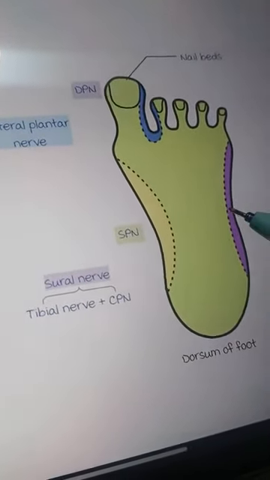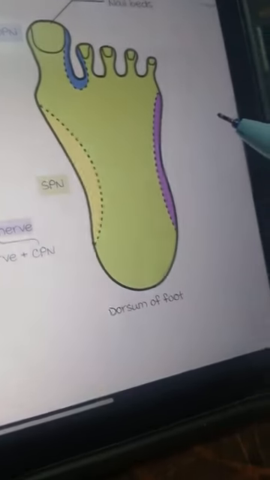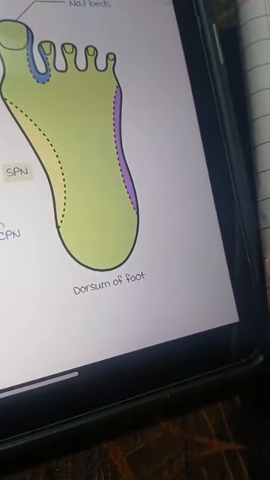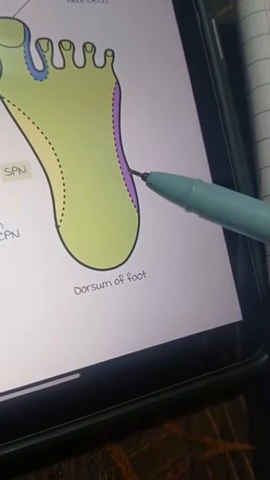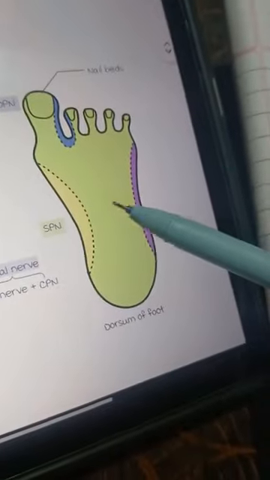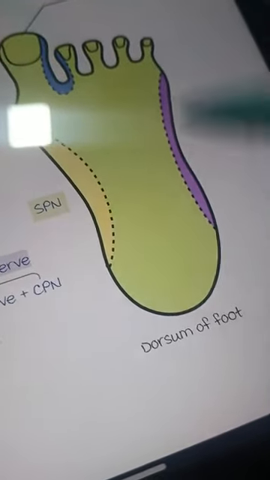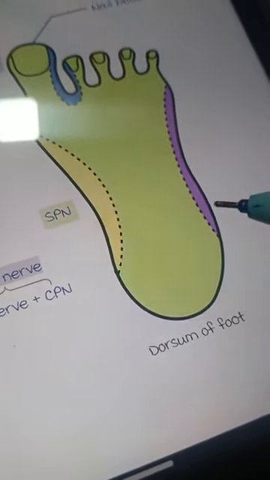So this is how the difference is done. Sural nerve, SPN, yellow saphenous nerve. This is also supplied by saphenous nerve. Then this is the superficial peroneal nerve, deep peroneal nerve, and the sural communicating nerve.